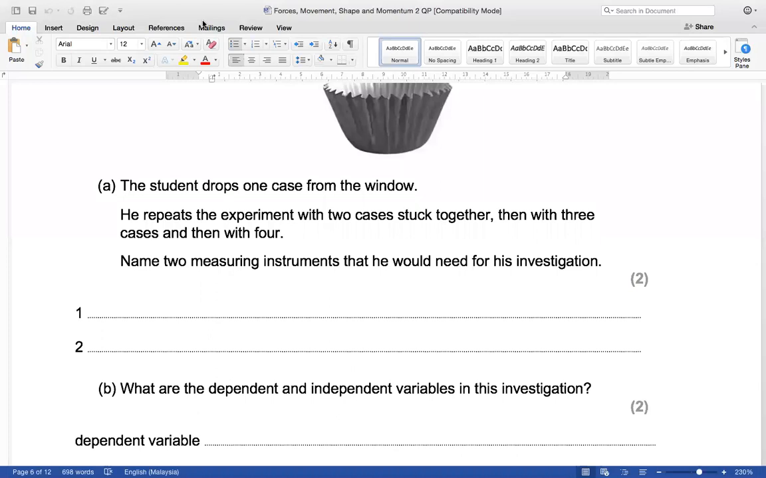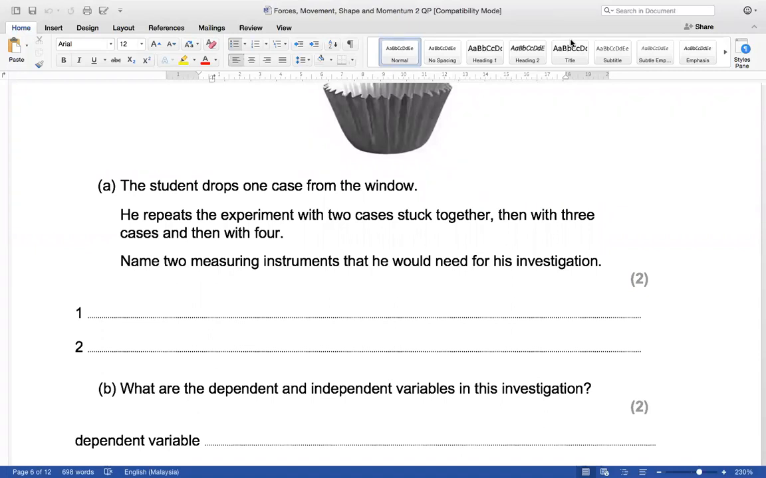Stopwatch and a really long measuring tape. Yes, so he will need a stopwatch because he wants to see how long it takes for it to fall. Measuring tape. Yes, a measuring tape. So a measuring tape and a stopwatch.